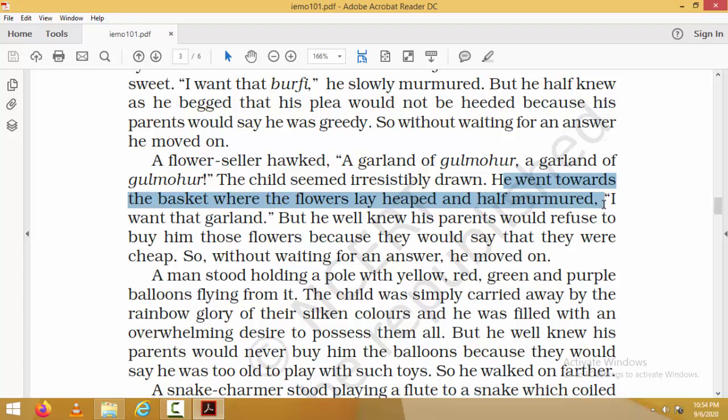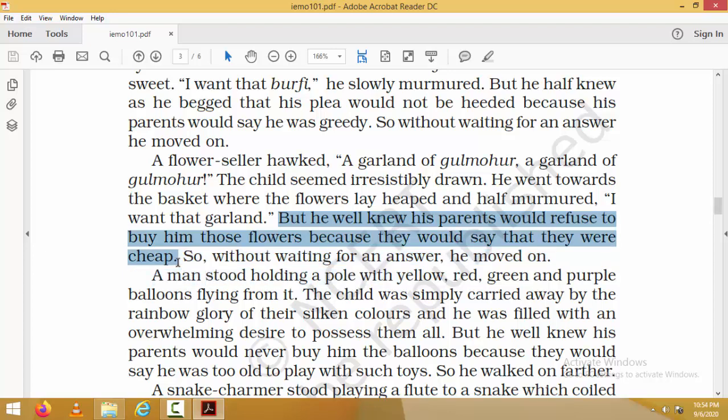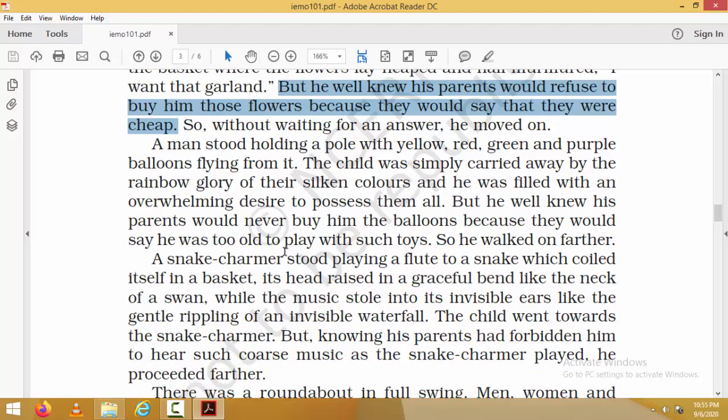He half murmured, "I want that garland." But he well knew, as he knew everything about his parents, that they would refuse to buy him those flowers because they would say that they were cheap. First, his parents would think that if he asked for the burfi, he would be greedy; now they will think the flowers are cheap. So without waiting for an answer, he moved on.